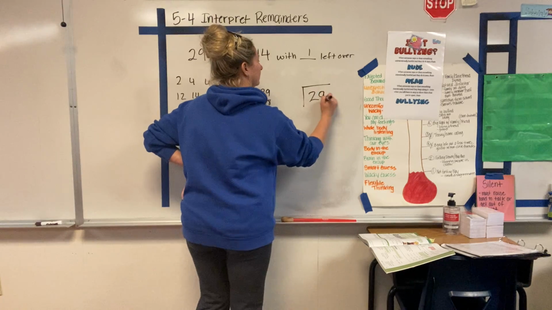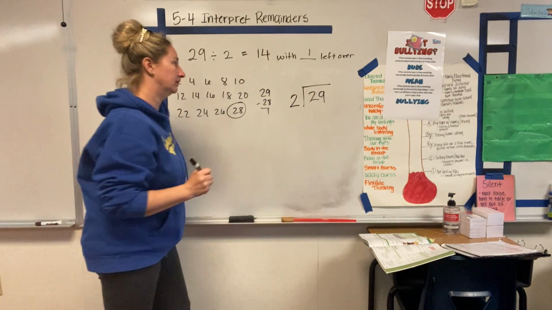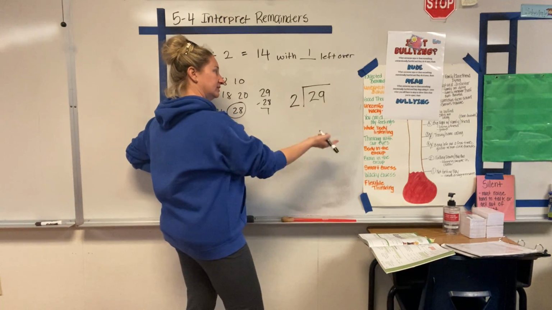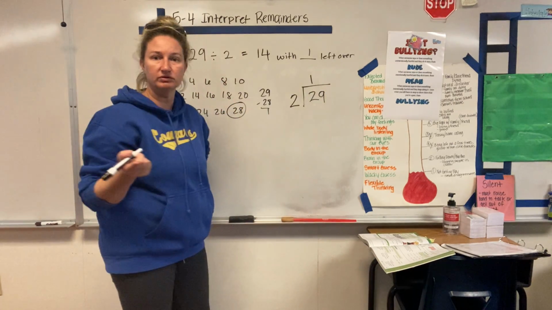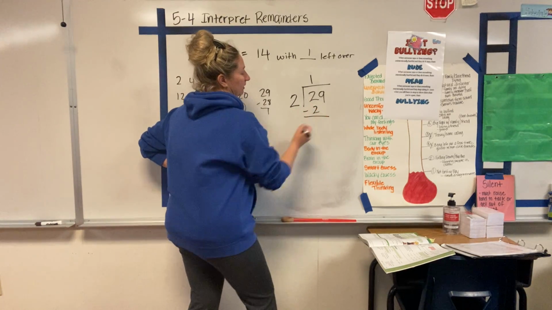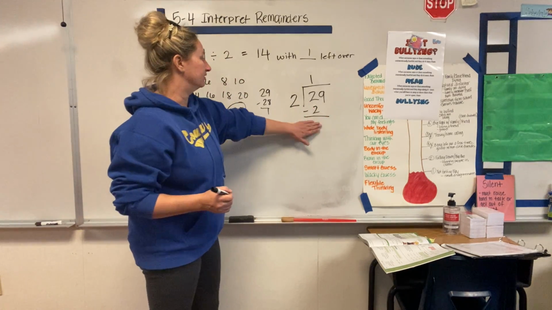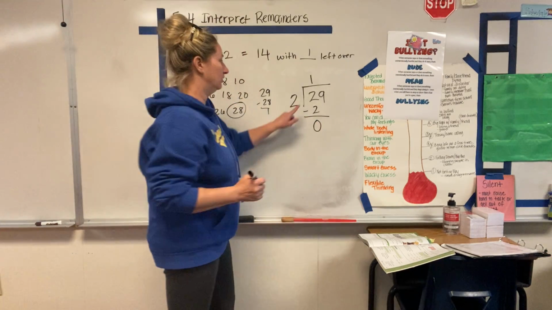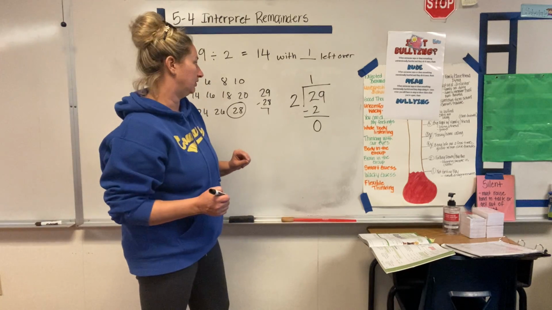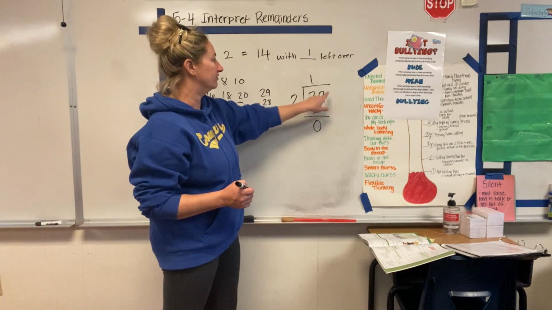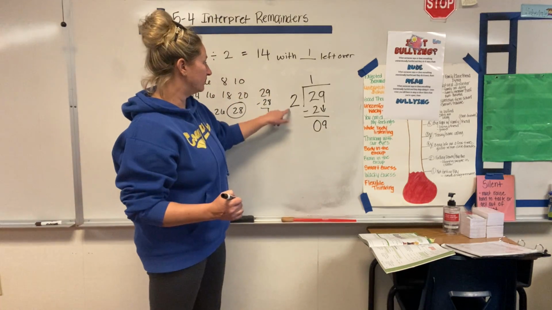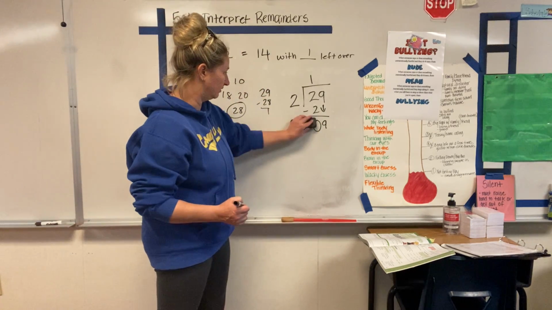29 divided by 2. Okay, I would start with the first number. Does 2 go into 2? Yes, it does, 1 time. That's 1 multiple of 2, okay? So minus 2. So that would be 0. So I don't have any left over when I do 2 minus 2, okay? So then I still have to divide this 9, so I'm going to bring that down, the 9. So now it's just 2 goes into 9. I'll get rid of that 0.